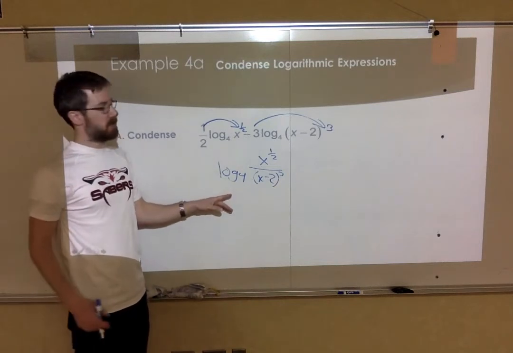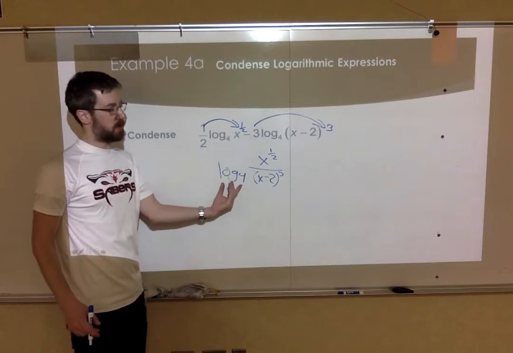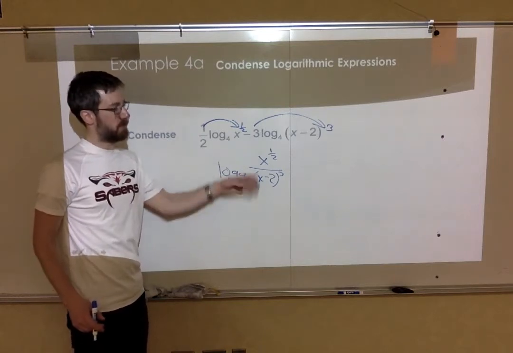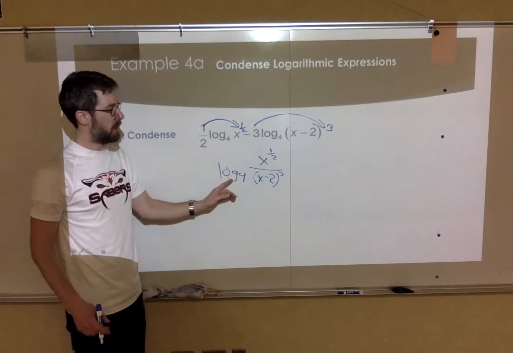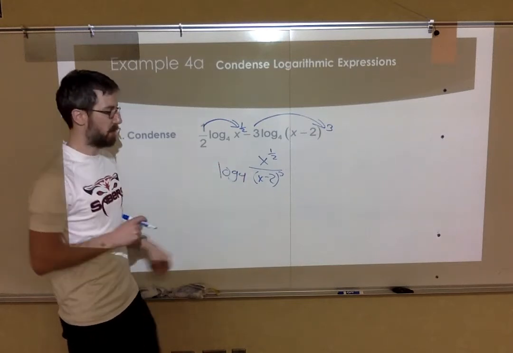Another common mistake students make with this is they make it log of this over log of this. There should only be one log. It is log base 4 of the entire quantity, not log base 4 of this divided by log base 4 of this. Those are two different things.